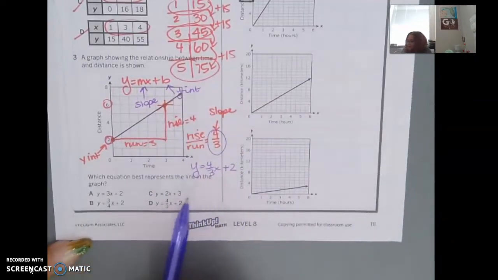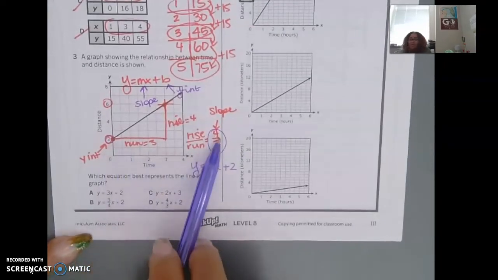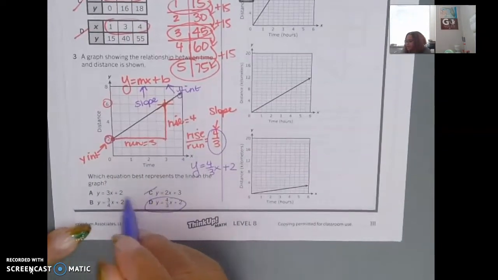So then I need to look at my answers. All the 2's could be potential y-intercepts, but I need a slope of 4/3. This is the only answer that shows that. All the others are wrong.